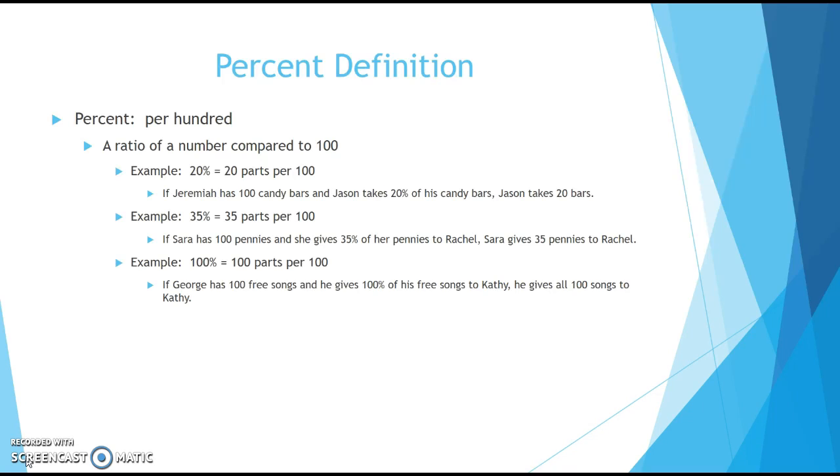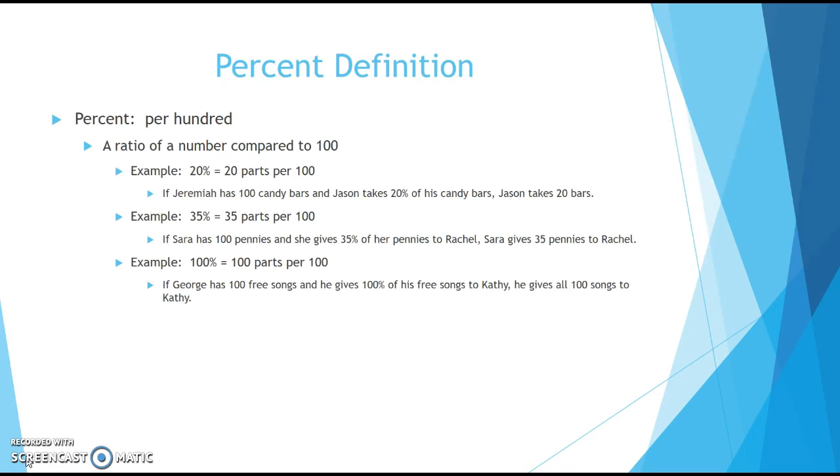If we were dealing with 100%, 100 parts per 100, here's an example. If George has 100 free songs and he gives 100 of his free songs to Kathy, he gives all his songs to Kathy. 100% means a complete whole, or everything that you have.